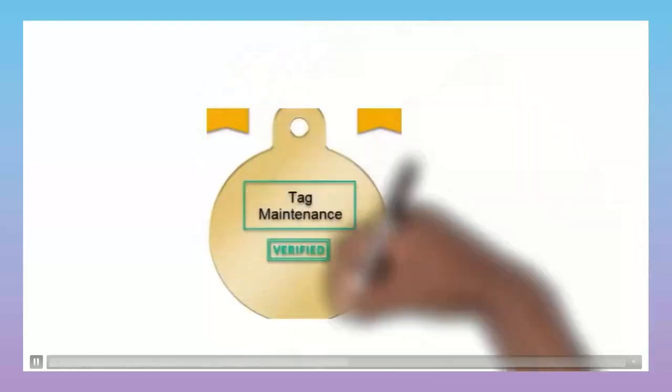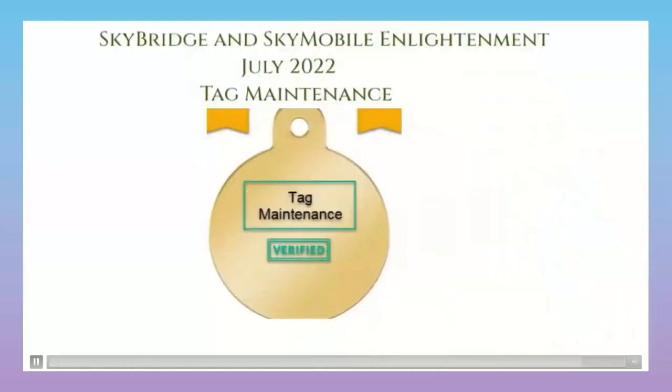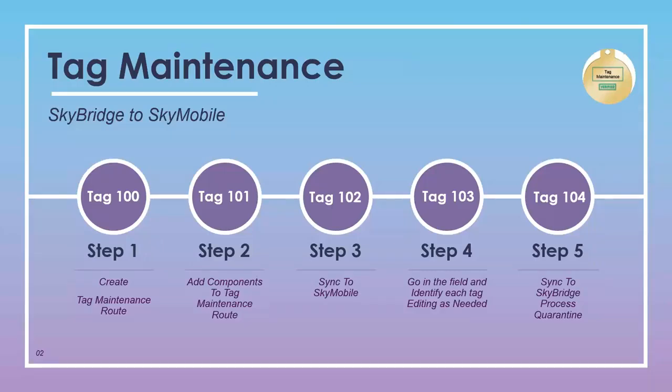There's a couple things that we need to introduce. Tag maintenance, SkyBridge to SkyMobile. You're going to send that information down to the handheld. And what you're actually doing is going out and looking at individual tag numbers, making sure the tag is hung on the piece of equipment correctly, and that it's identified properly as well.